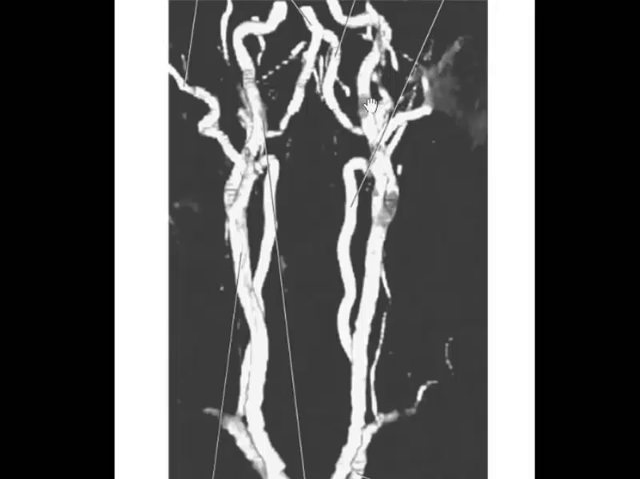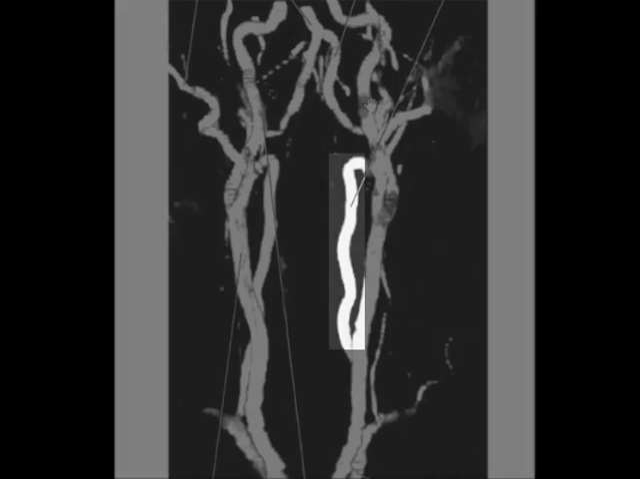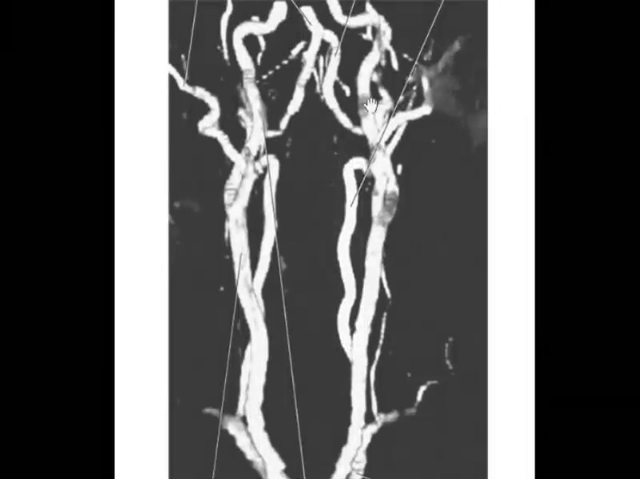The other arteries seen running vertically in the neck region are the vertebral arteries. These pass through the transverse foramina of the cervical vertebrae and supply the posterior aspect of the brain.